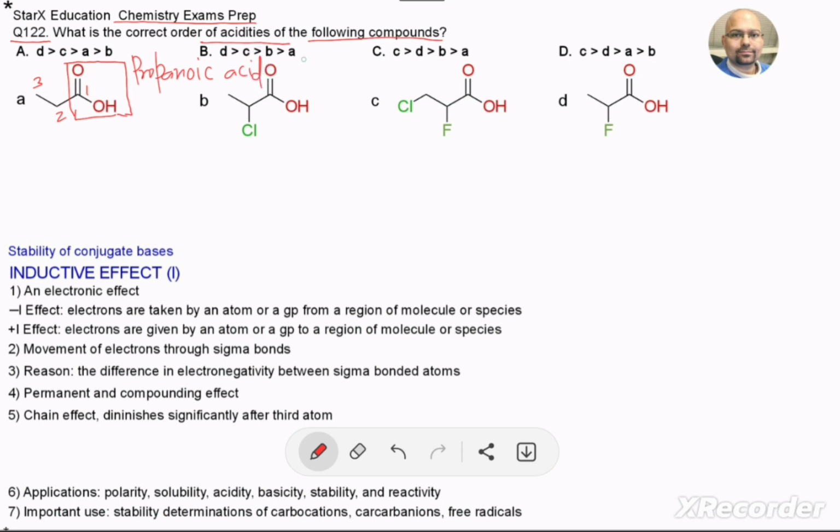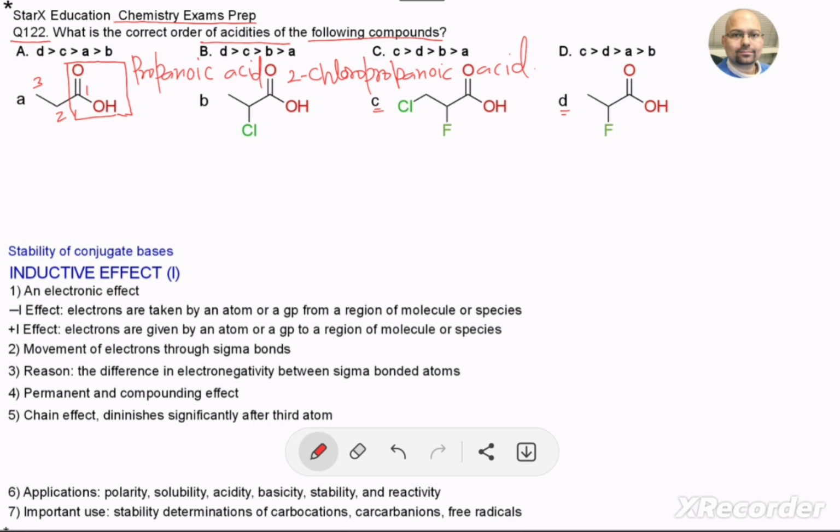Compound B is 2-chloropropanoic acid. Compound C is 3-chloro-2-fluoropropanoic acid, and compound D is 2-fluoropropanoic acid.